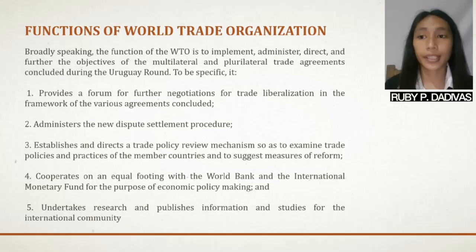Number 5. Undertakes research and publishes information and studies for the international community. By undertaking research and publishing information and studies, the World Trade Organization helps to promote greater transparency and accountability in international trade, and to ensure that policymaking is based on sound evidence and analysis. The organization's research and analysis also helps to promote greater understanding of the benefits of international trade and to support efforts to ensure that the benefits of trade are shared widely and equitably.